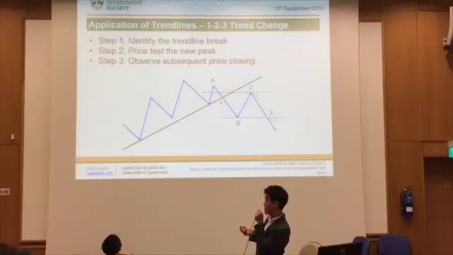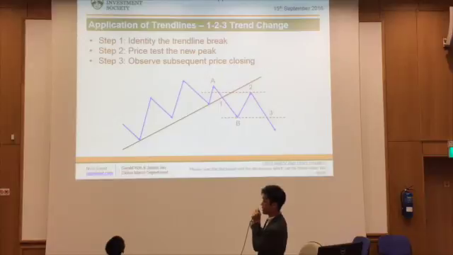Okay. Then once it bounces off this support line, and it starts moving with the initial trend, which is an uptrend, you'll make a high. And where it makes a high, you can draw a level of resistance.